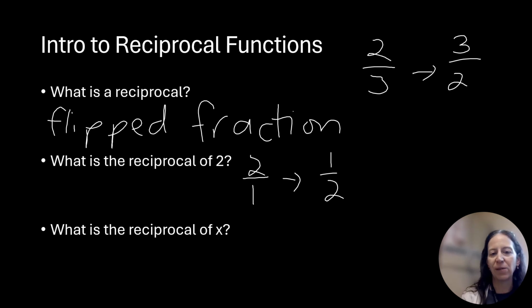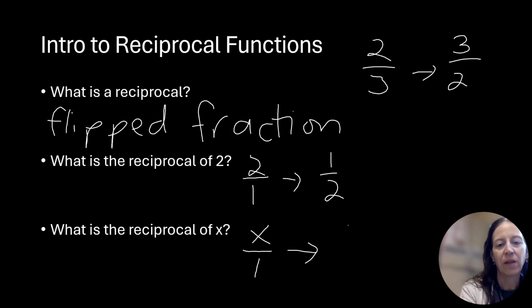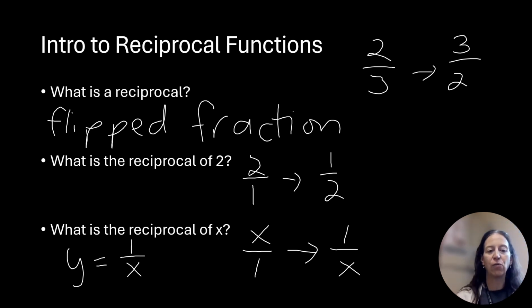Now, what is the reciprocal of x then? The reciprocal of x would be x/1. Oh, I don't want to have an equal sign there because it's not equal, so we definitely don't want to do that. It would be 1/x. And so the reciprocal function is actually y equals 1/x. It is the reciprocal of the function y equals x. Okay, so that gives us a little bit of vocab background there.